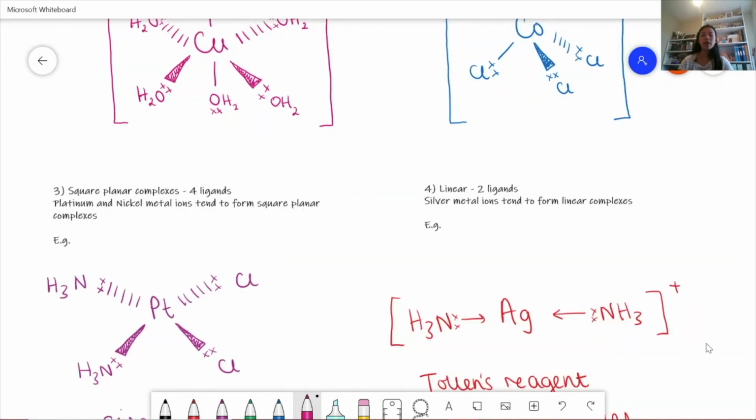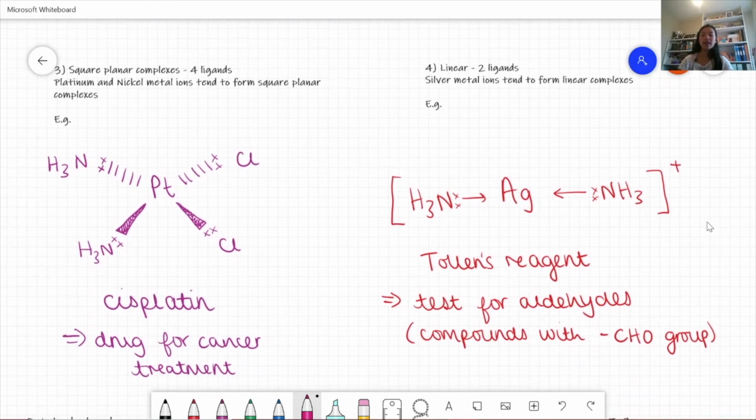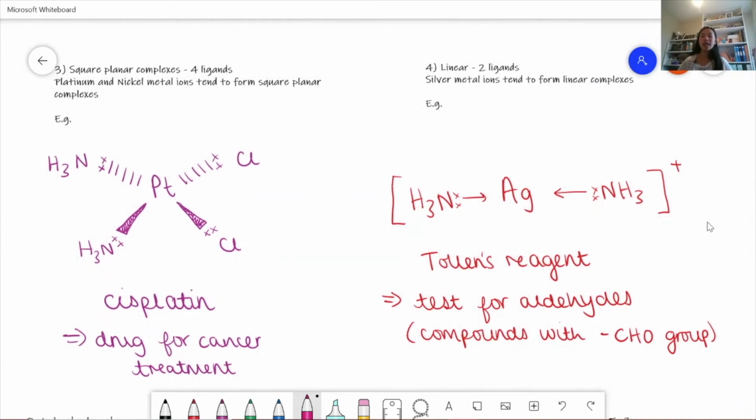And then the third shape that we have is a square planar complex, and this is also when we have 4 ligands, but this only tends to happen with platinum and nickel metal ions. So here we have cisplatin, which is actually a drug for cancer treatment. So this is actually quite an important example that we'll probably look at later.